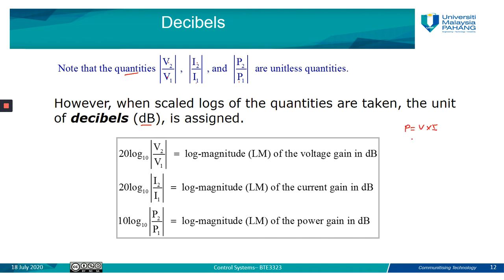And when we talk about the power, the power also can be represented by V square over R, or I square R. So in both cases, if we have the square of the voltage or the square of the current, the 2 will be multiplied by the value of 10. So it will give you the value of 20, when you calculate the power in terms of the voltage or in terms of the current only. So this is the formula that they use to calculate, but this is only to show you how to calculate the value of decibels.